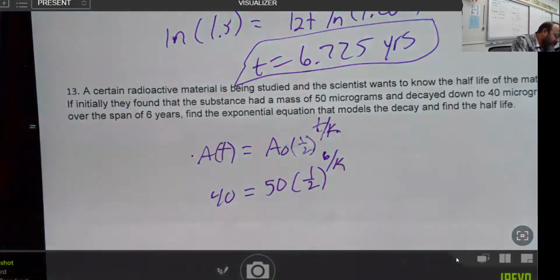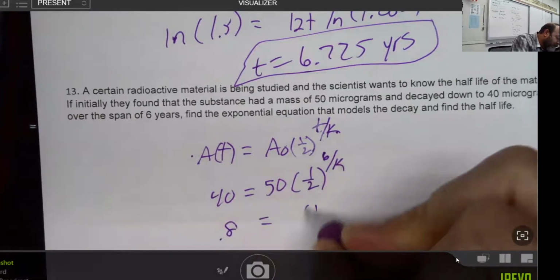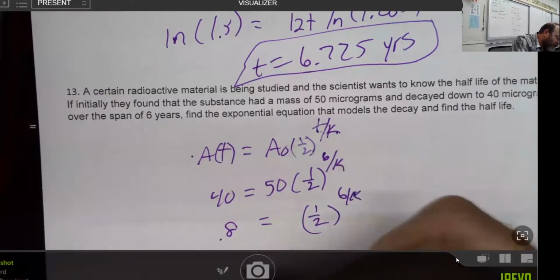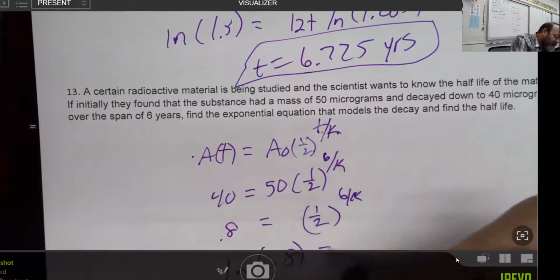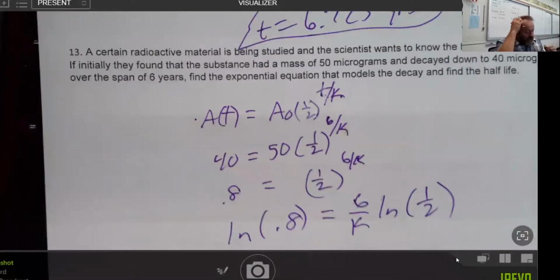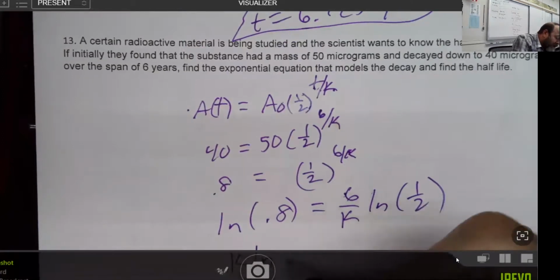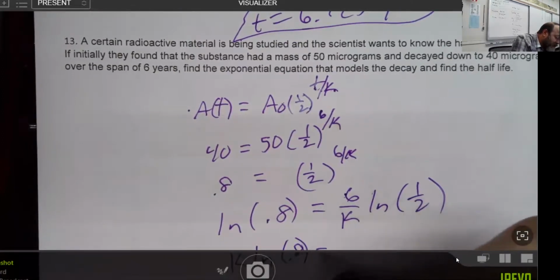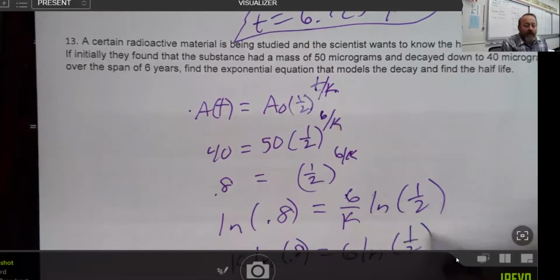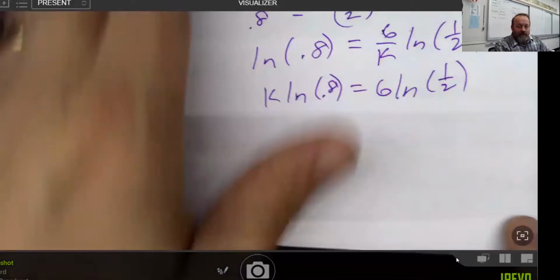So back to our story, what we're going to do is divide both sides by 50, and I'm going to get 0.8. Just like our previous question, we're going to take a log of both sides. That allows me to bring the values down in front. And then a quick cross multiplication would make k natural log of 0.8 equal to 6 natural log of 1/2. And keep in mind that I really want to figure out what k is because that is my half-life.